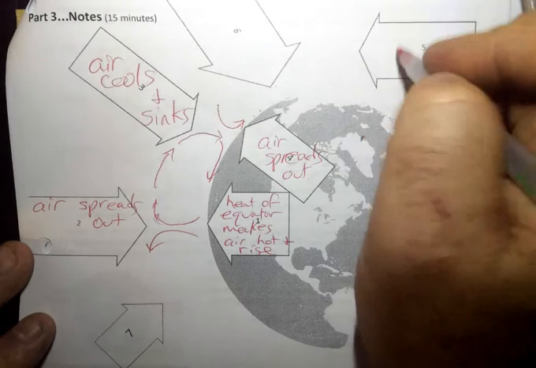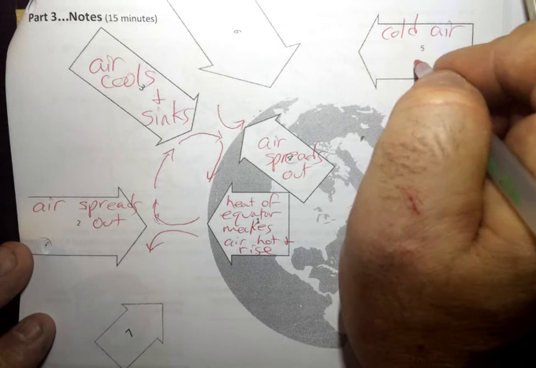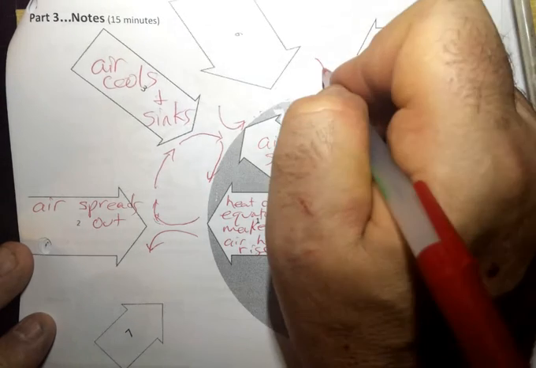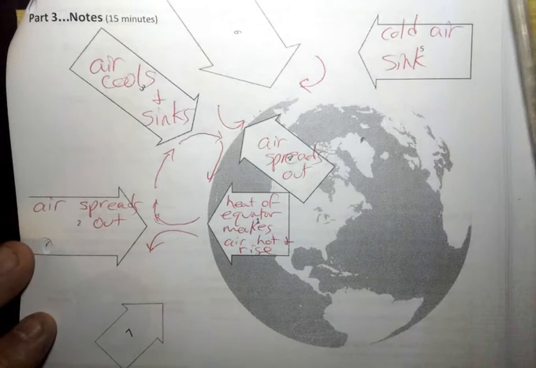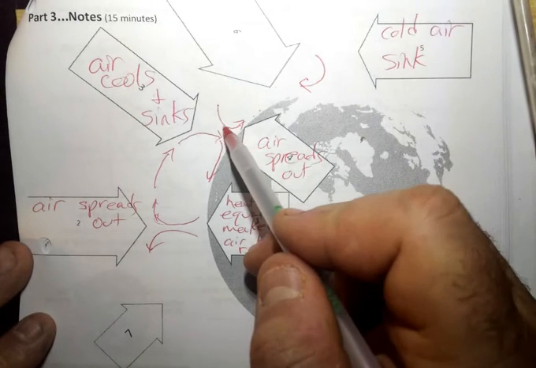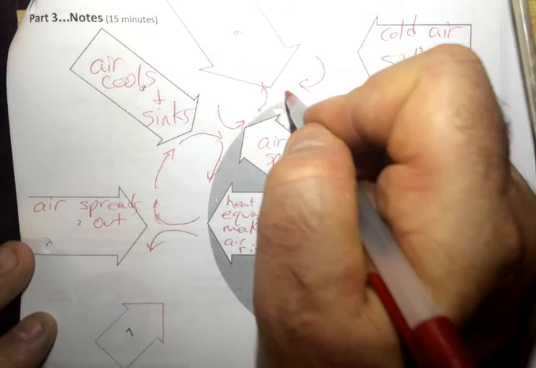At 5 here, we have cold air sinking. At the very North Pole, it's very, very cold. So the air there cools and sinks. So we have some air that's sinking here coming south. We have some air here sinking and going to the north. When they collide, they're going to rise up.